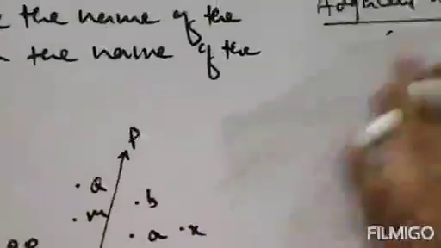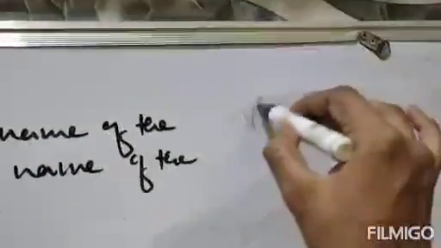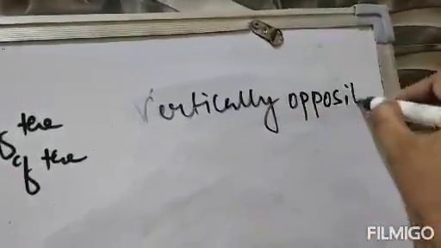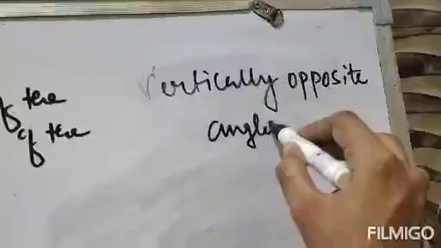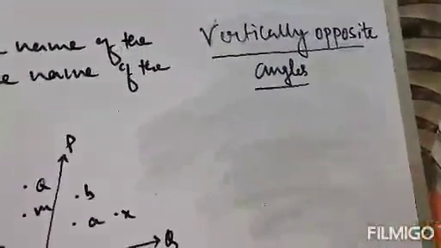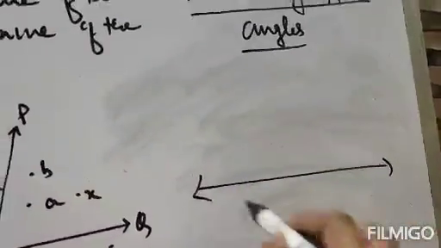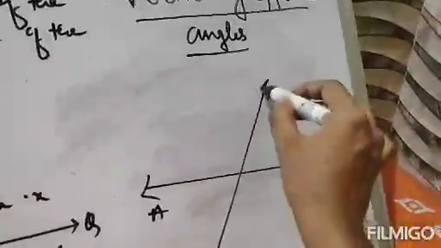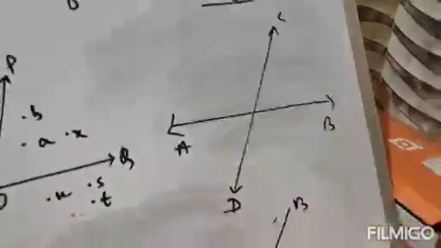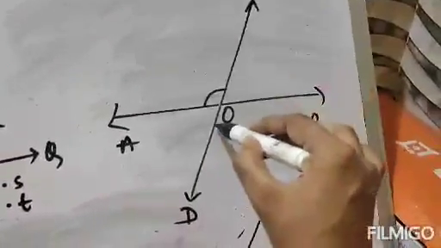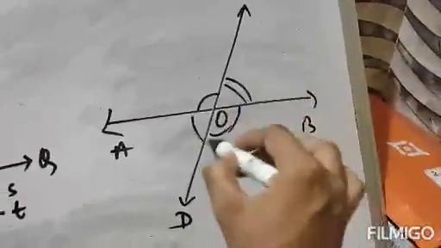Next, vertically opposite angles. Suppose we have two lines. This is one line, suppose AB, and this is another line, suppose CD, and they intersect at point O. So these are the angles that are formed.